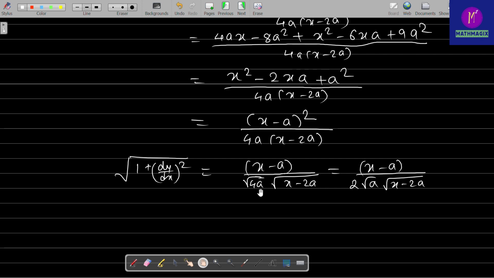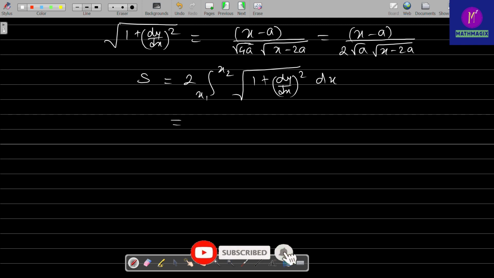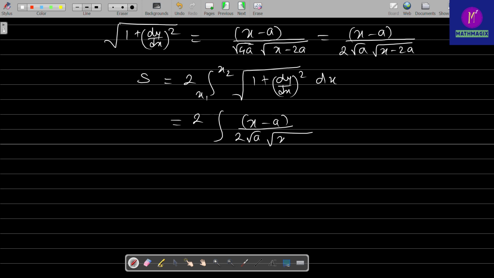Let us substitute everything in the formula of s. So arc length s is nothing but twice the integration from x1 to x2 of the square root of 1 + (dy/dx)² dx, which is equal to 2 times the integration of (x − a) upon 2√a · √(x − 2a) dx.